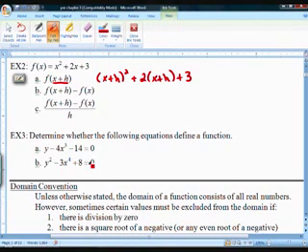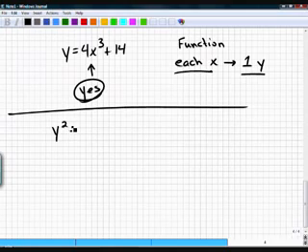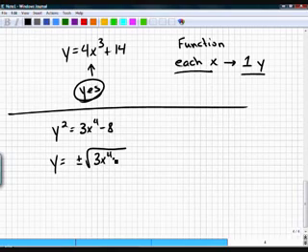Y squared, let's move our x stuff over and our number over. Y squared is 3x to the 4th minus 8. To get y by itself, what do we got to do to both sides? Square root both sides. Anytime you square root both sides, you got to put a plus and minus in front of it. Remember that? In this format, if you had a plus or minus something in front of it, that's not going to be a function.